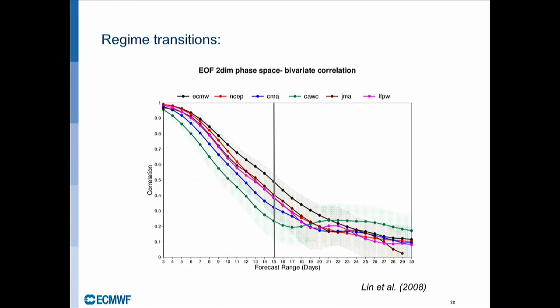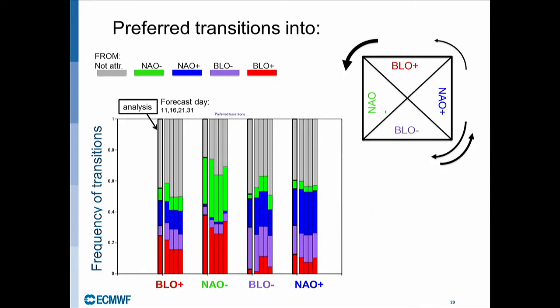But then again, stealing the ideas from the MJO guys, who have come out with a bivariate correlation, you can also do the bivariate correlation for UF1 and UF2. And this really gives us the skill of how good we are at performing the evolution in this two-dimensional phase space. And again, it gives us some hope that we can give some prediction of cold spell or warm spell beyond the medium range.